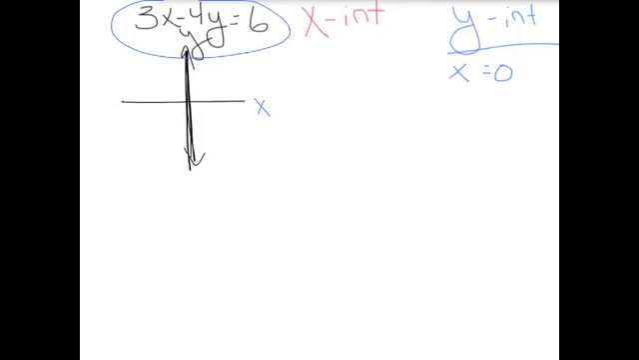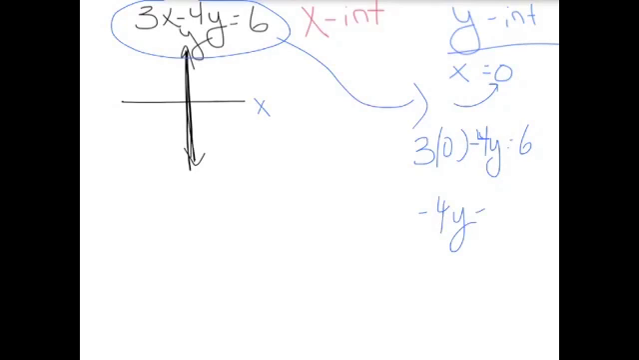So I've got my equation here. I'm going to go ahead and say 3 times 0, because that's what I'm plugging in, minus 4y equals 6. Now all I have to do is solve for y, which I'll find out is going to be negative 3 over 2, which is just negative 1.5. So my y-intercept is going to be at negative 1.5.